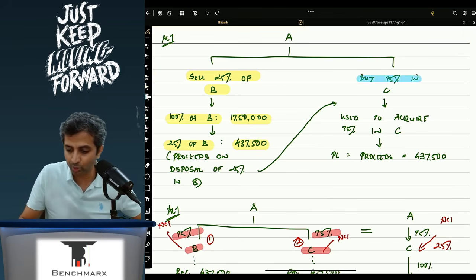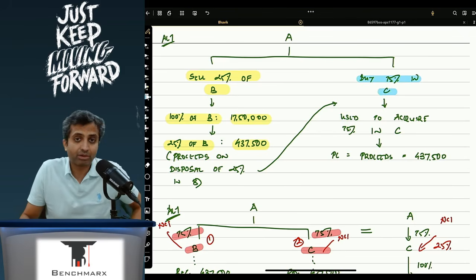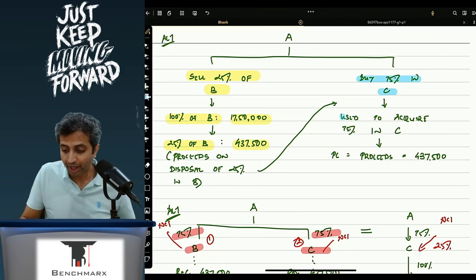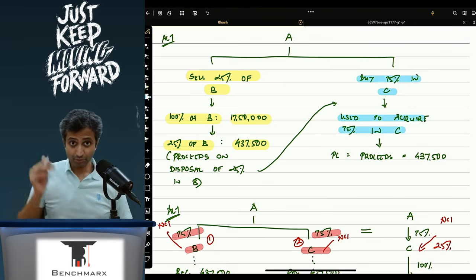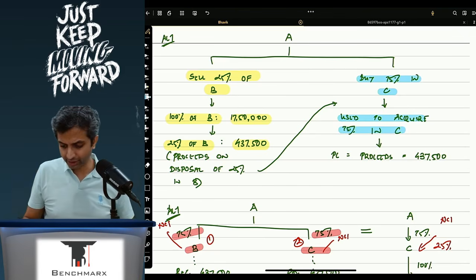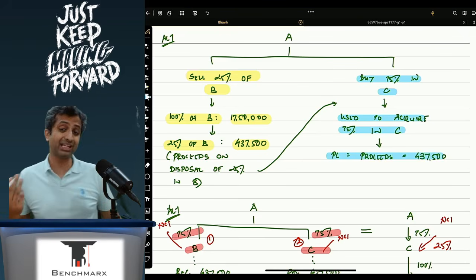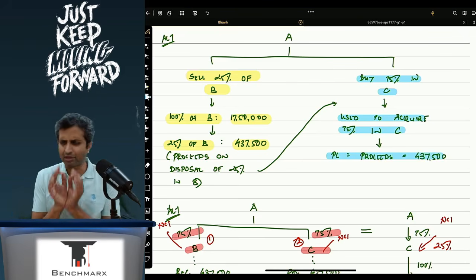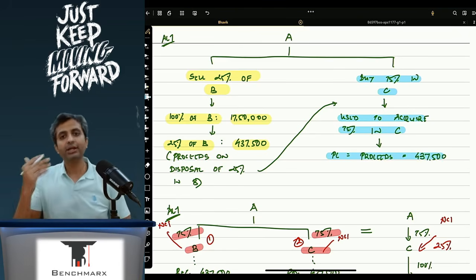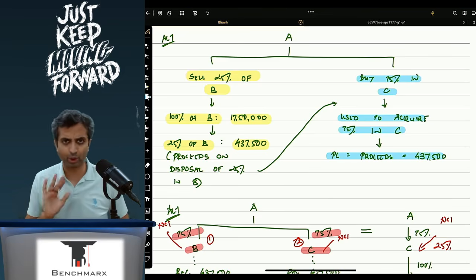So over here, I was going to buy 75% in C. But what is the consideration? I don't know. Well, 25% of B that is diluted is a consideration. So the money that I get from diluting B, 437,500, is the purchase consideration for C, PC. That is the proceeds. PC equals the proceeds. That is 437,500. This is the heart of the question. If you can crack this, I would say that you are halfway through the question.